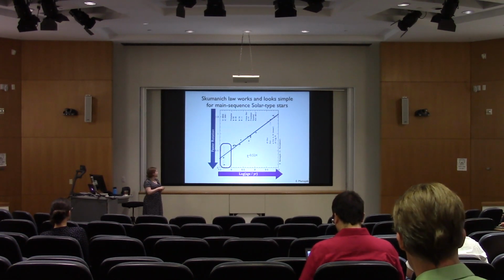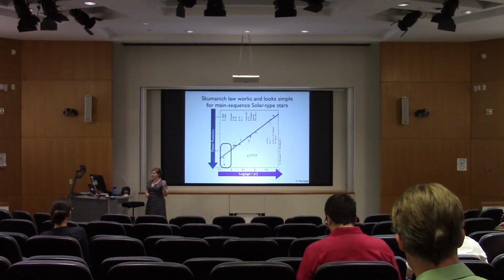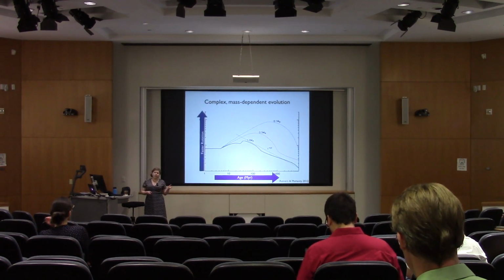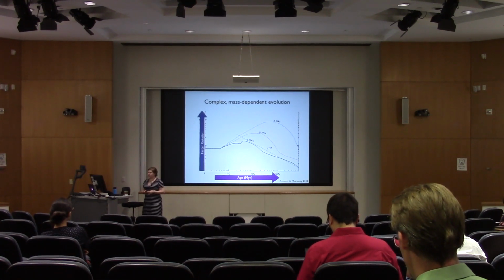The pre-main sequence is additionally more complicated. I'm not talking about that at all, but that's one of the things that I'm working on currently. But if we want to look at K and M dwarfs, which are going to be sort of our most common planet hosts that we'll find, things get more complicated.